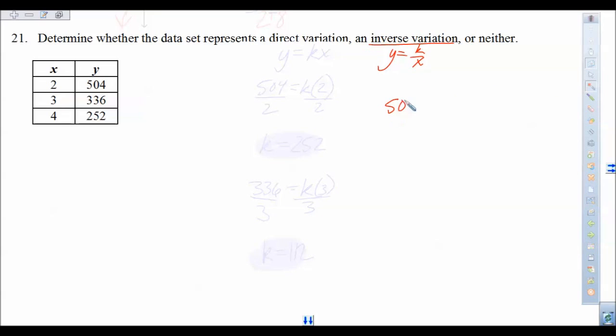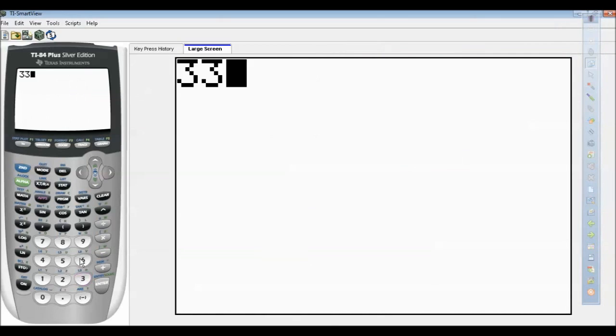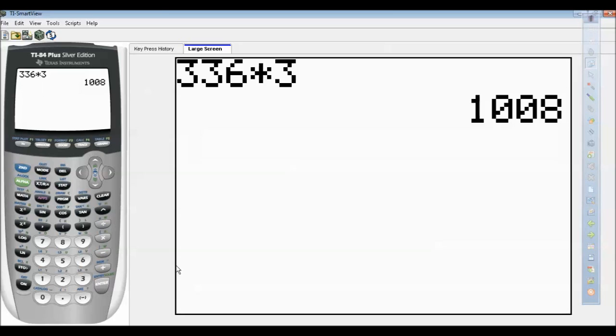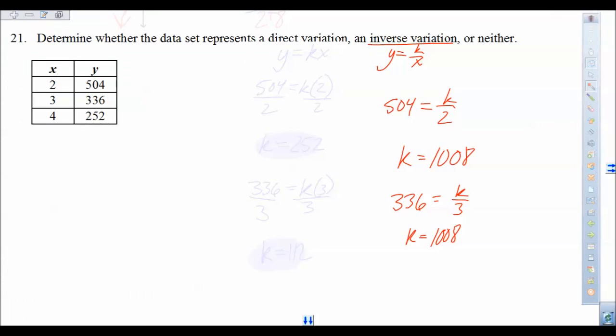Put in the 504, equals k over 2. To solve for k, we've got to multiply both sides by 2. So 504 times 2, and that would be 1008. Repeat: 336 equals k divided by 3. Multiply both sides by 3 now. Hey, that's good, 1008. Maybe we're on to something here. Alright, so let's not assume anything. We've got to check the third one, because notice it worked for that one, worked for that one. Now we just need to see if it works for the third one.